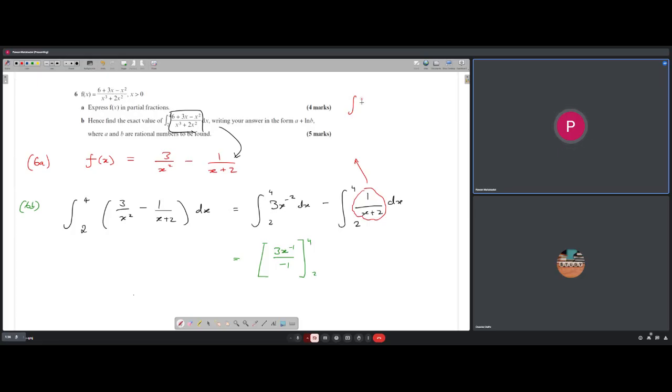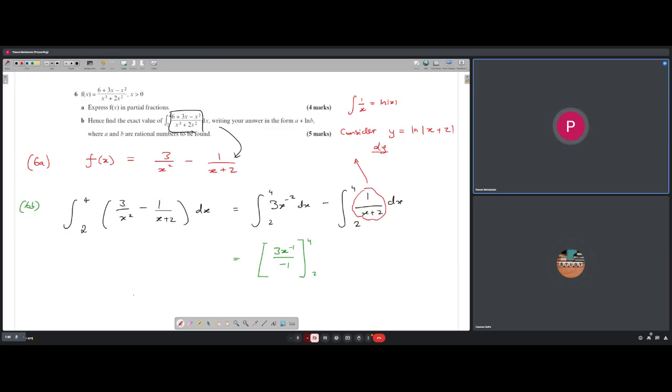So if I integrate 1 over x, it's natural log of x, right? Plus c, but just forget about the plus c. It's just natural log of x. So we're going to make a guess. Let's consider the integral of this. Let's guess that it's natural log of x plus 2. Does that make sense? So we're going to make that guess.